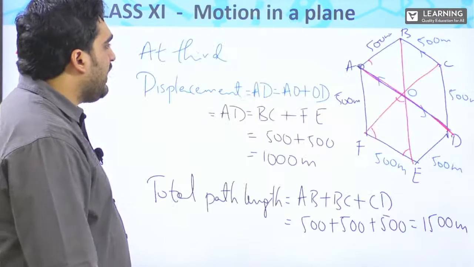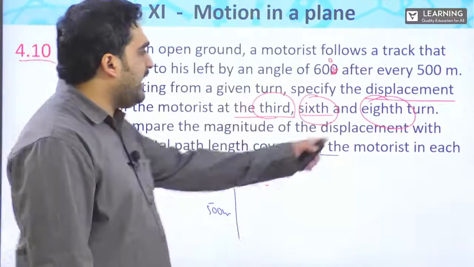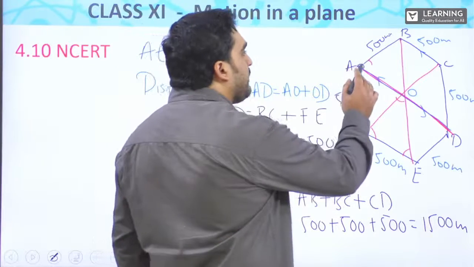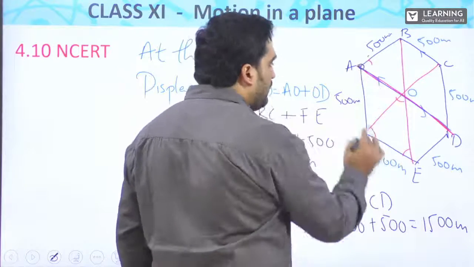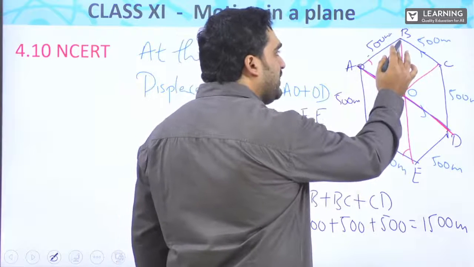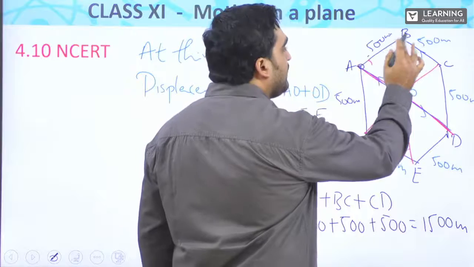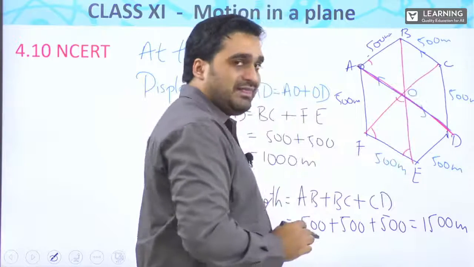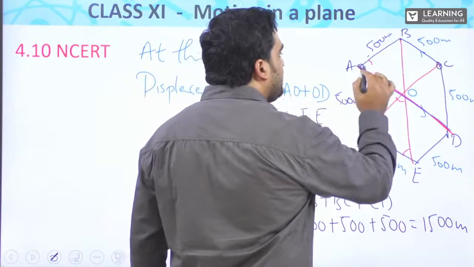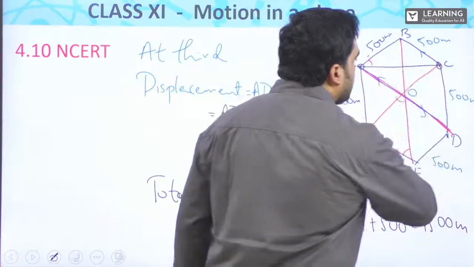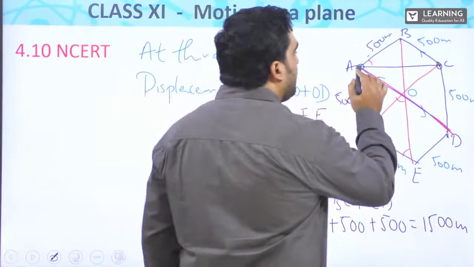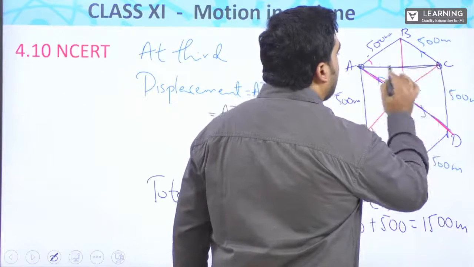Now similarly we have to find for eighth turn. So you start from A, we go around, you come to A, that would be the sixth turn. Then you go to B, it would be the seventh turn. Then you go to C, that would be the eighth turn. So eighth turn will be located at C. Displacement is the shortest distance between the 2 points. Now we need to identify the length of this line.